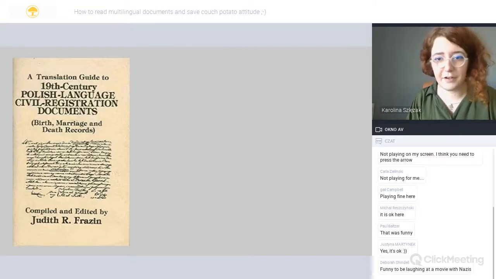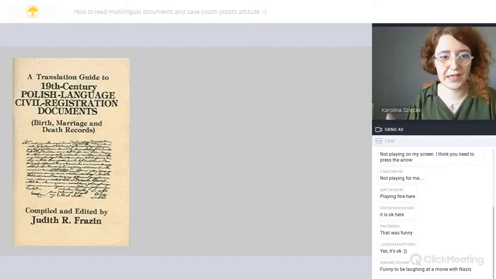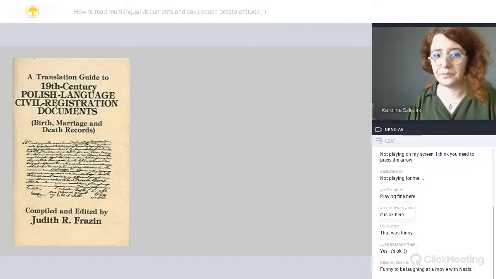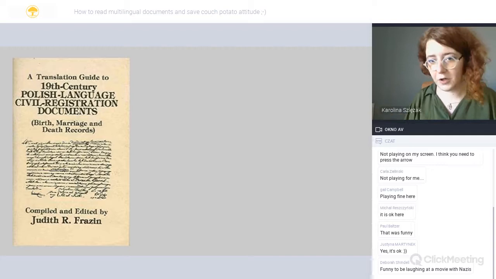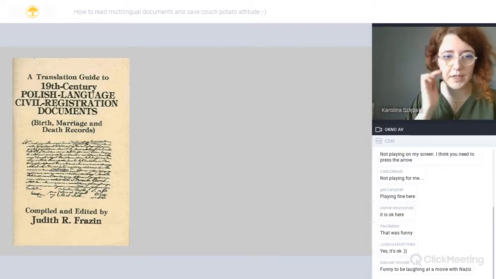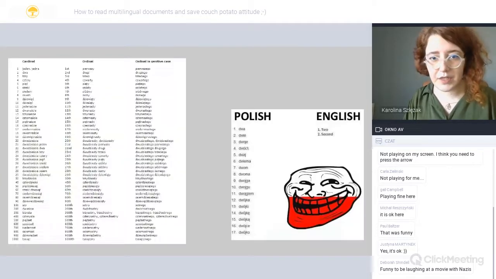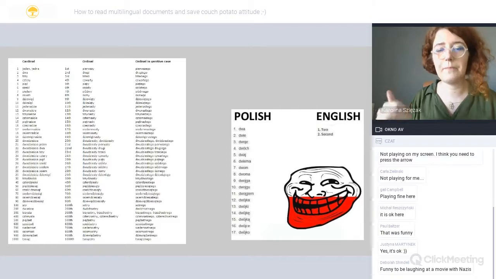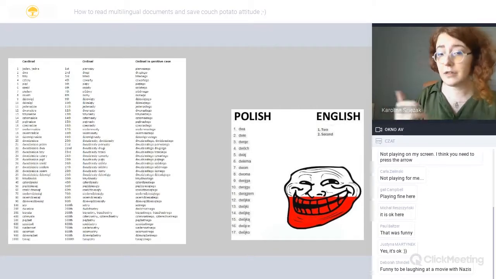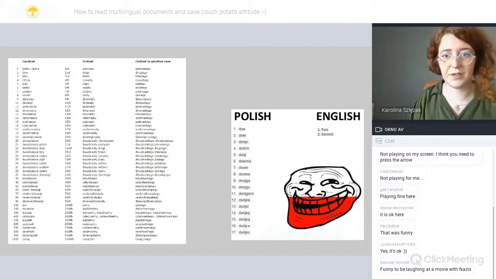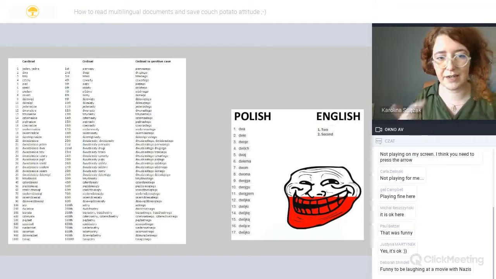Here is a very useful book that I would recommend when you'd like to self-study civil register documents such as metrical books and so on. There is a translation guide to 19th century Polish language civil records. And we'll just take a look at a few things that are already listed on FamilySearch, so you can look them up.